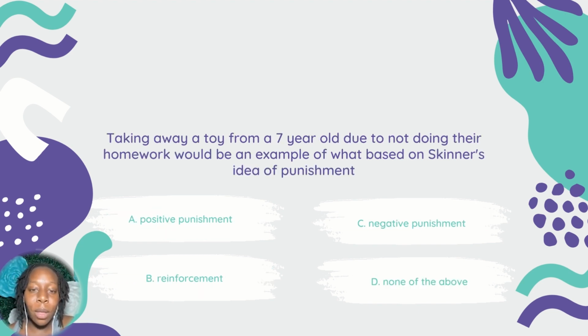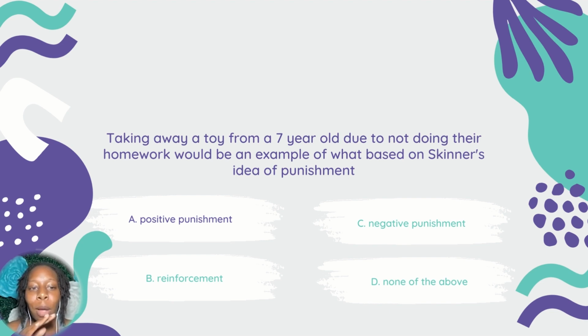All right, taking a toy away from a 7-year-old due to not doing their homework would be an example of what, based on Skinner's idea of punishment? All right, positive punishment. So if we think about the answer choices, we know it's 1 or 2 of the punishments, so we can leave those there for the sake of crossing stuff out. Reinforcement reinforces or promotes the behavior. It tells you, oh, it's okay to do this. Keep doing it. We know it's not none of the above.